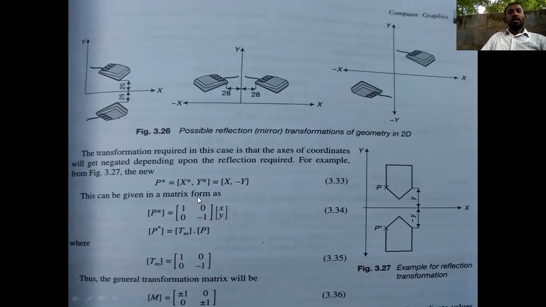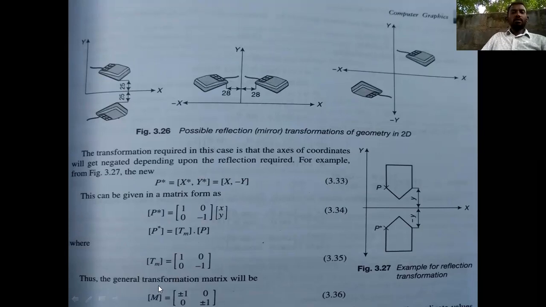So it can be given in a matrix form. So p dash equal, we are writing in matrix form 1 comma 0, 0 comma minus 1, times x comma y. So x comma y is nothing but the initial one, the initial object, so that's why we are writing p1. So it is nothing but the transformation of reflection, Tm we are writing here. So Tm equal 1 comma 0, 0 comma minus 1. So it is the total transformation of reflection.